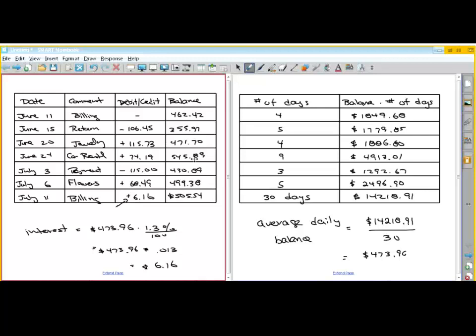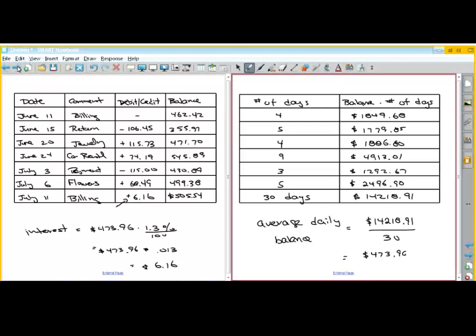Up here. So then you do the next month. And then you calculate the average daily balance the same way. Okay, that was kind of long.